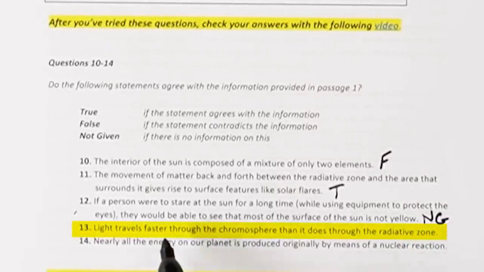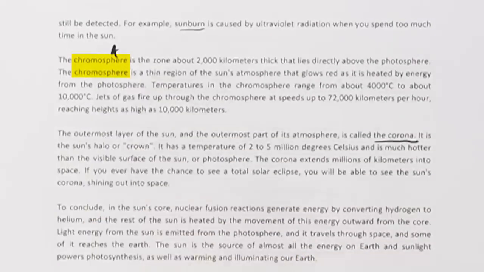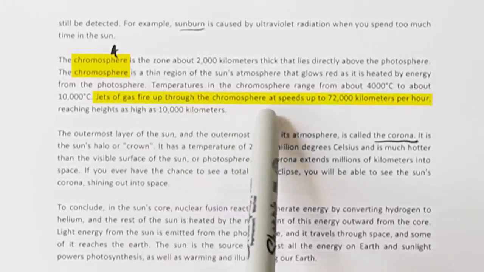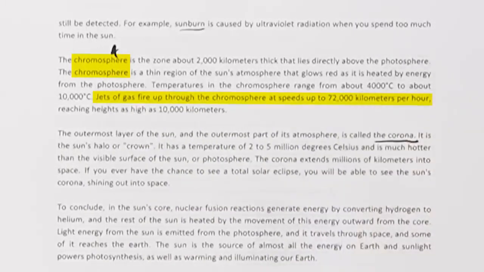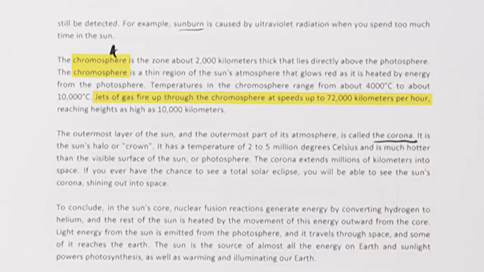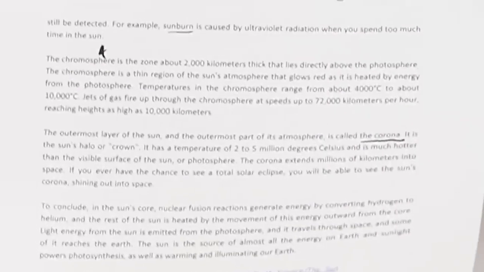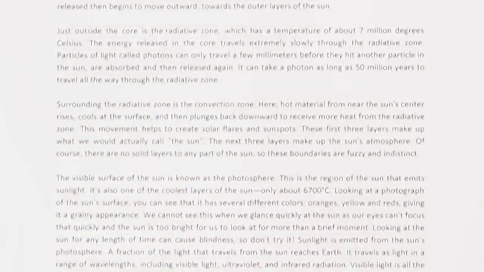Light travels faster through the chromosphere than it does through the radiative zone. So we're looking for chromosphere, radiative zone, but particularly light traveling fast. So you have the chromosphere here. Does it say anything about light? Jets of gas fire up through the chromosphere at speeds of up to 72,000 kilometers per hour. So that's not light, that's gas. Those are two completely different things. So it doesn't say anything here about the speed of the light. It talks about the chromosphere here, and the radiative zone. Let's have a look at the radiative zone here.